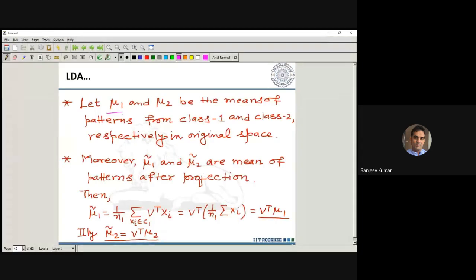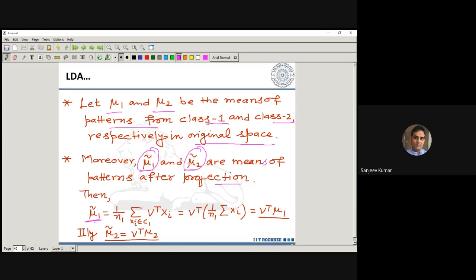So let mu1 and mu2 be the means of patterns from class 1 and class 2 in the original space, meaning before projecting. And let us say mu1 tilde and mu2 tilde are the means of patterns after projection: mu1 tilde for class 1 and mu2 tilde for class 2.